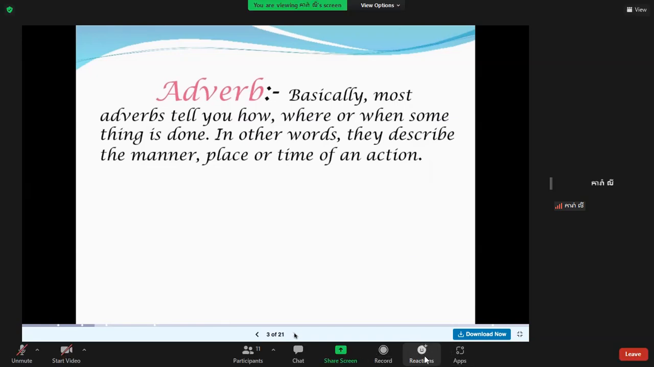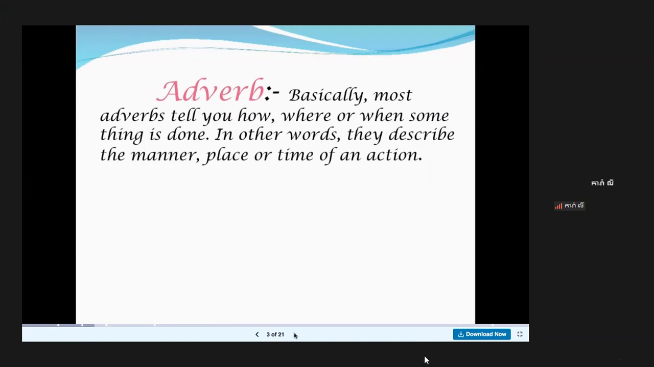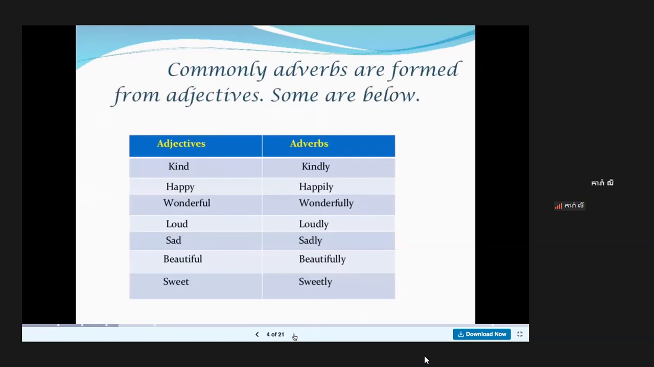So for you personally, it is good to start using adverbs in your speech. It will make you a better English speaker. And also, if you learn what an adverb is, you can teach it to your students, so then you will also be a better teacher, okay? So let's look at common adverbs.